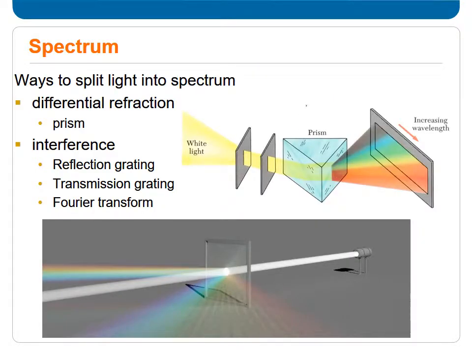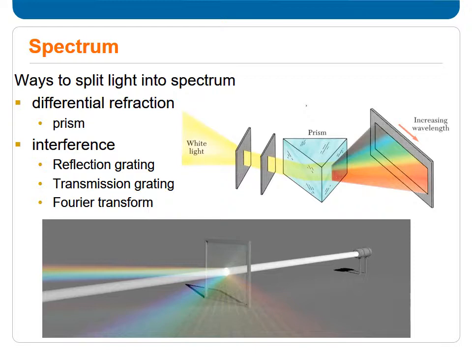There are two main ways that optical devices split light into a spectrum: differential refraction and interference. In differential refraction, a prism disperses the light because the speed of light in the prism is wavelength dependent. This causes the different colors to refract at different angles. Reflection and transmission gratings cause light to interfere with itself, selecting narrow bands as throughput, creating a spectrum.